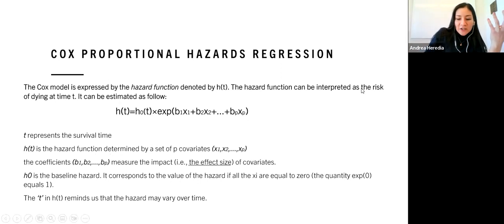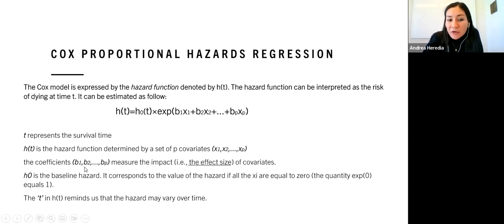Okay, so because of the topic of the presentation, an equation has to be included, but all the components are described and explained in simple-ish terms. So the Cox model is expressed by the hazard function, denoted by h(t). And this function can be interpreted as the risk of dying at time t, right here. So the t represents the survival time, the h(t), again, the hazard function, determined by a set of covariates.